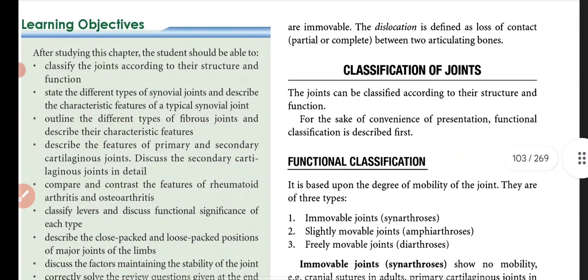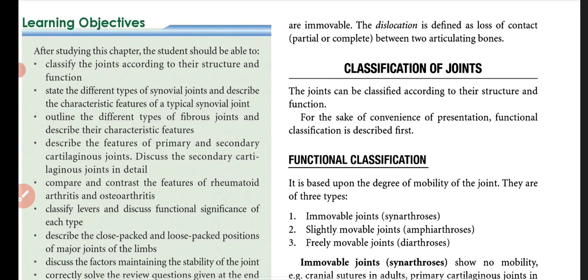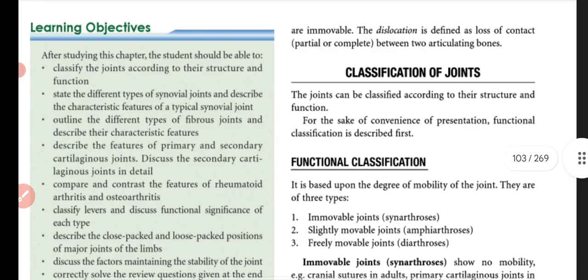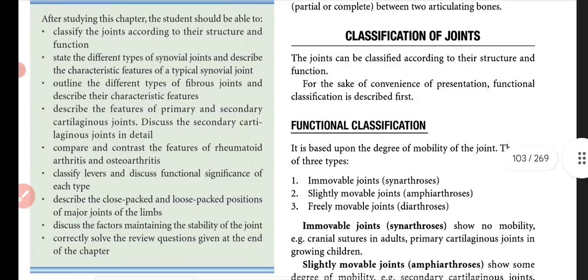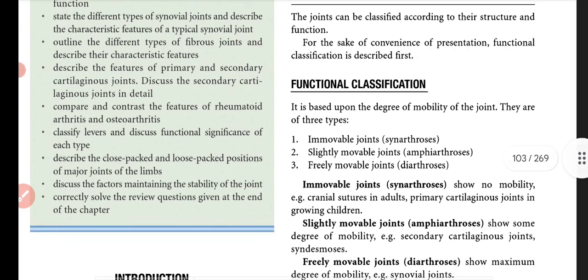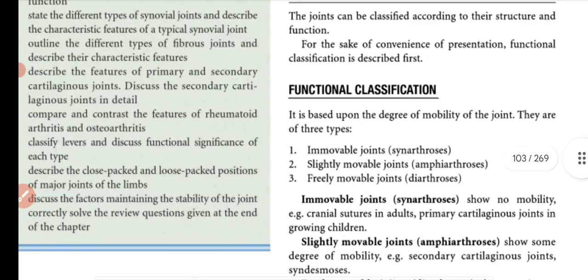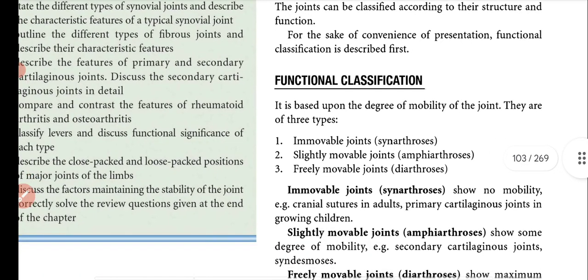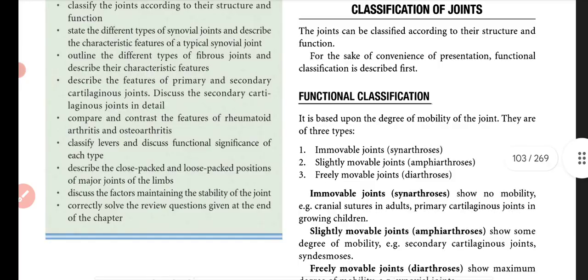Okay. Now, the next part is the classification. The most important topic which comes in the physiotherapy BPT first year examination in anatomy is the classification of joints. The joints can be classified according to their structure and functions. Number one is the functional classification. In functional classification, it is based upon the degree of mobility of the joints. They are of three types.